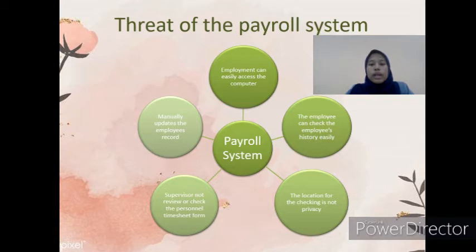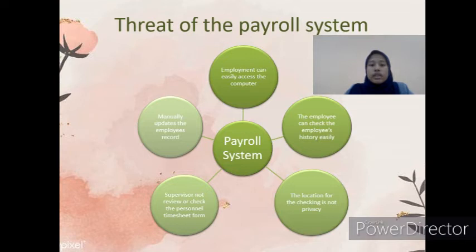Today I will talk about threats of the payroll system. First, the employee can check the employee history easily. This is because the company does not put a password, so employees can easily access the employee history. Second, the location of the checking is not private. This is because the company locates the computer in the IT department, so many employees can go in and out of the location.